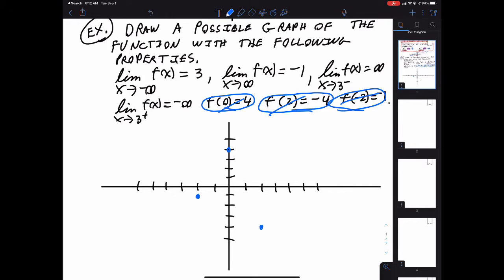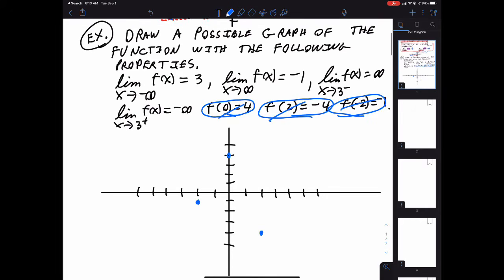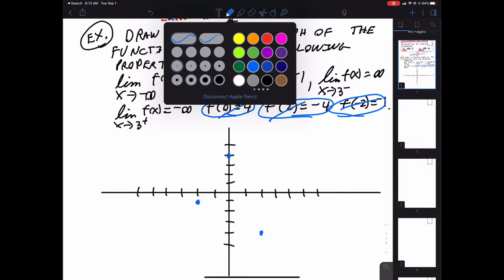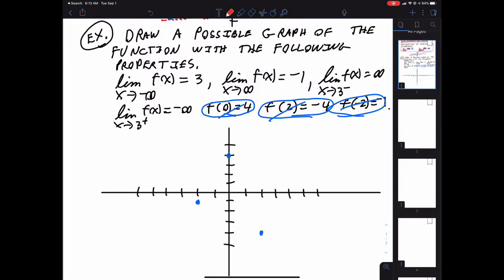Now, what do these other four limit statements tell me? This is what you have to recognize. They're all asymptote statements that you need to recognize as asymptotes. The first one here says, as I move to the left, the function gets really close to 3. You should recognize that's a horizontal asymptote to the left at 3. So I'm going to draw a dashed line to the left, indicating that's my horizontal asymptote to the left.